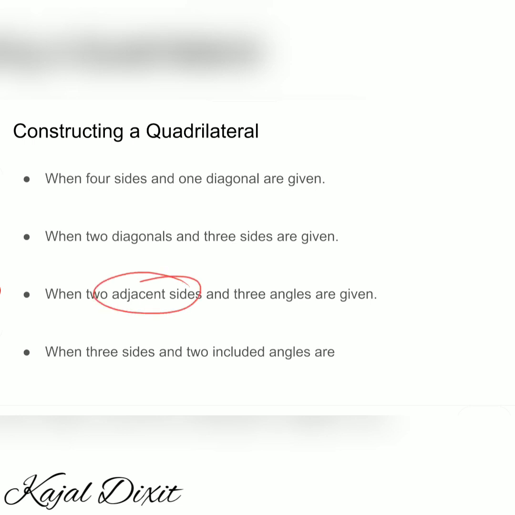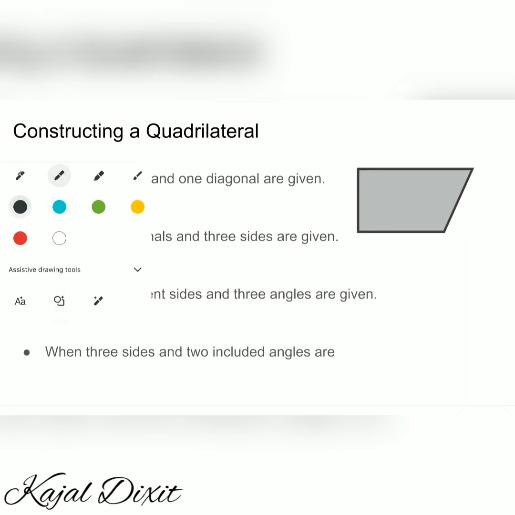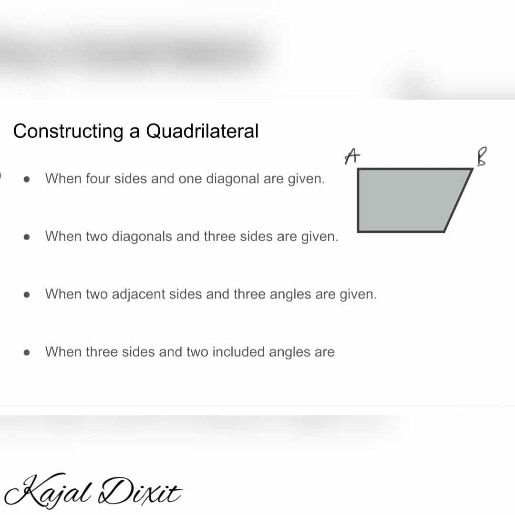When two adjacent sides and three angles are given to us. Adjacent sides means what? Suppose we have a quadrilateral like this. So here we have two adjacent sides. Suppose let us name this first. Suppose this is a quadrilateral A, B, C, D. Then AD and DC are adjacent sides, and any of the three angles. There are four angles: angle A, angle D, angle C, and angle B. So out of these four angles, if any three angles are known to us, then also we will be able to construct a unique quadrilateral. Last one is what?